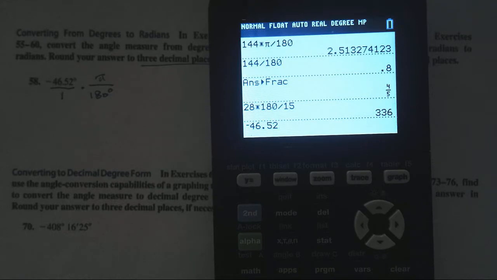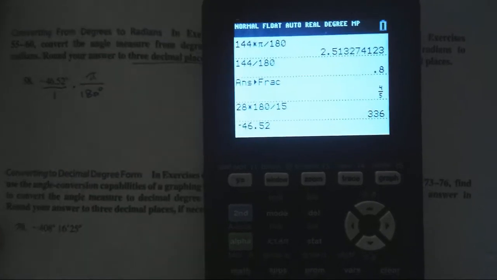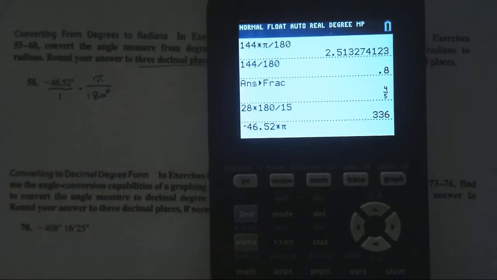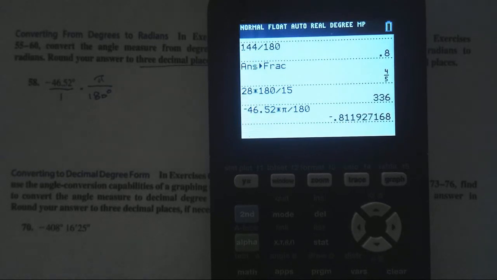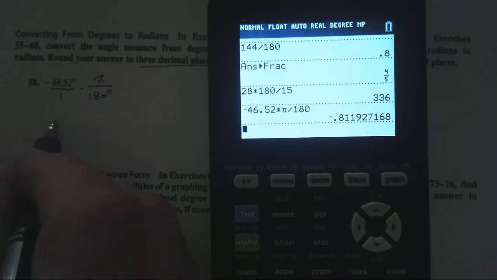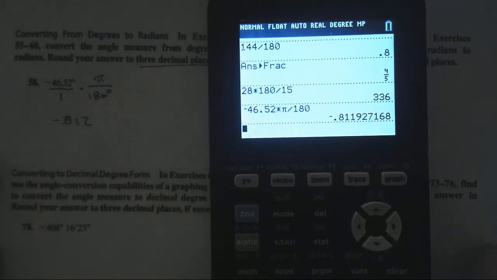Sorry about that brief interruption. Had a visitor. So negative 46.52 times pi and divided by 180. And I get negative 0.812 radians.